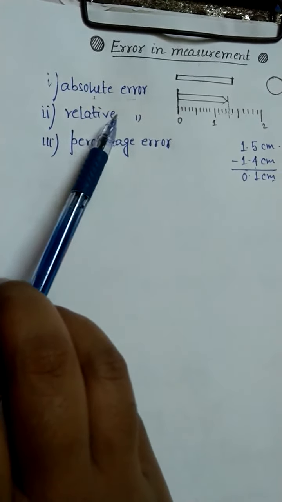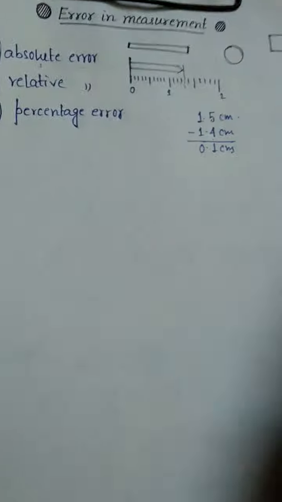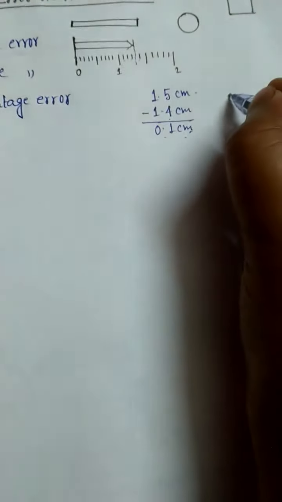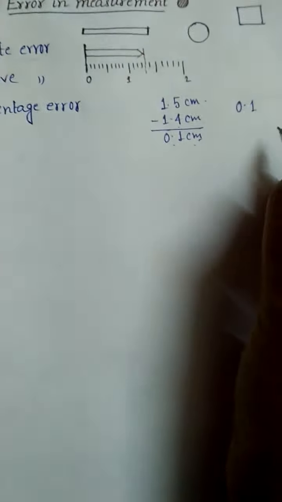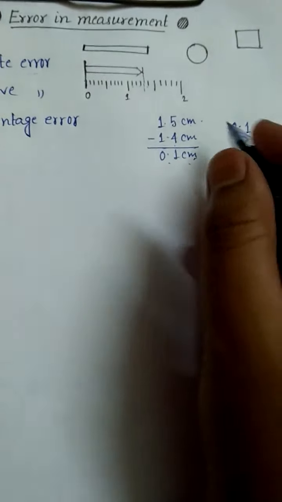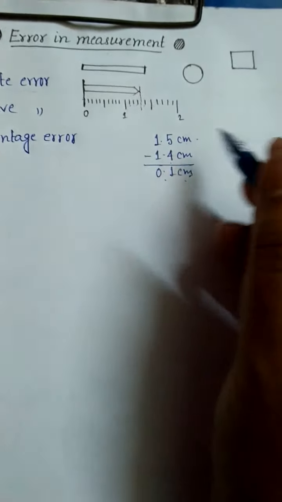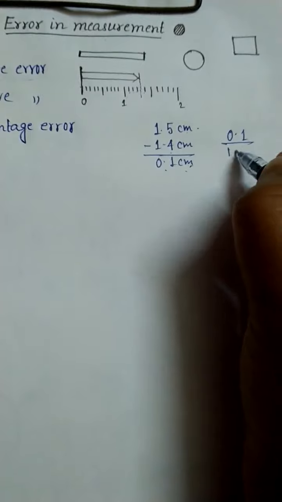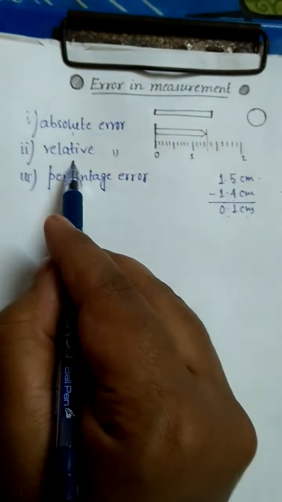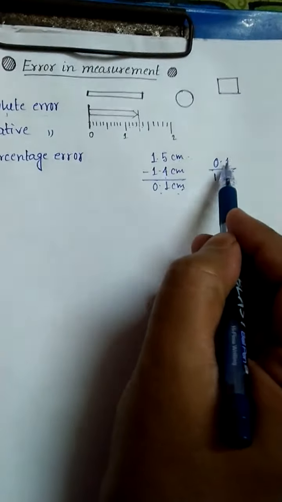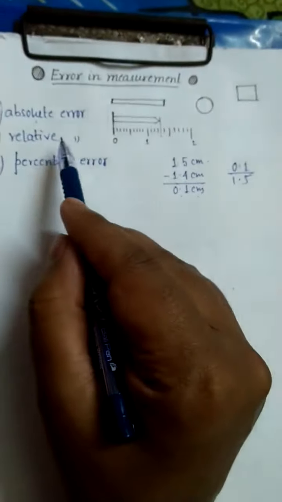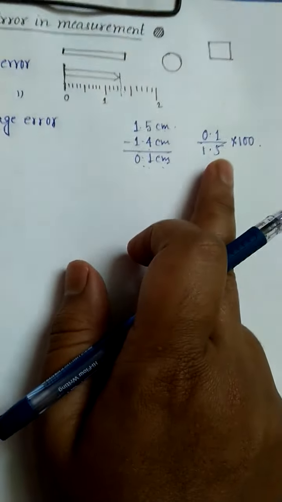Now what is relative error? The relative error will be the absolute error you just calculated, 0.1, divided by its original value. So the relative error is the absolute error by the original value. What is its percentage error? Just multiply it by 100. So this is its percentage error.